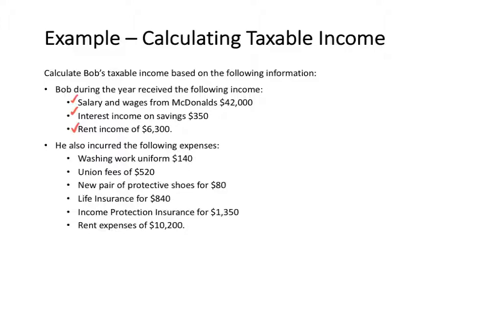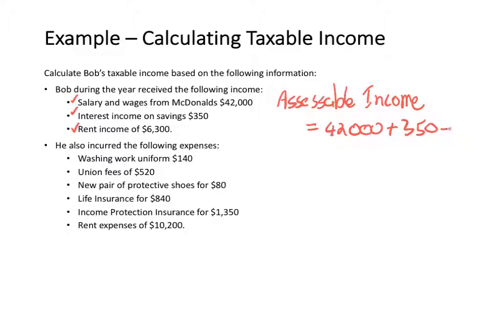So to calculate Bob's assessable income, that's going to equal 42,000 plus 3,500 plus 6,300. So Bob's assessable income is going to total 48,650.